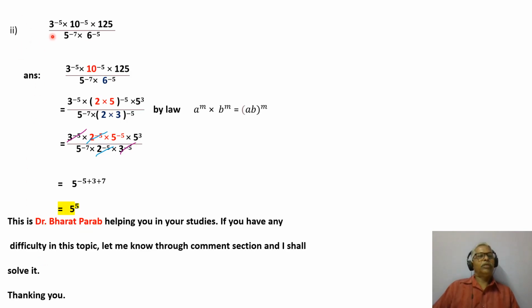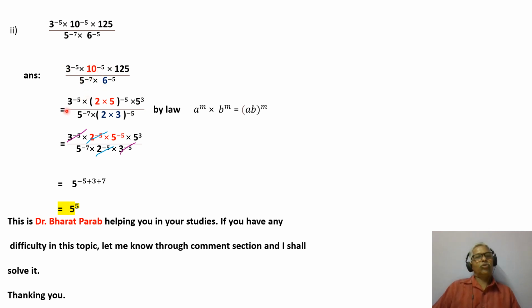Second one, 3 raised to minus 5 into 10 raised to minus 5 into 125 upon 5 raised to minus 7 into 6 raised to minus 5. Okay, answer: write it as it is. I have written this 10 in red for some reason. You have to concentrate on problems where the expression contains 3 and 5 many times. So try to write other terms in the form of 3 and 5.